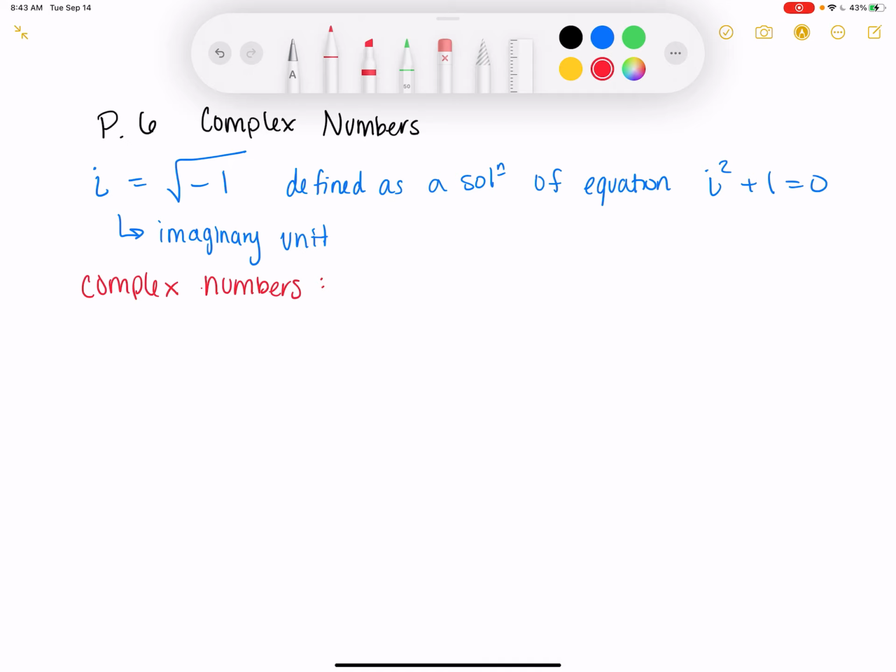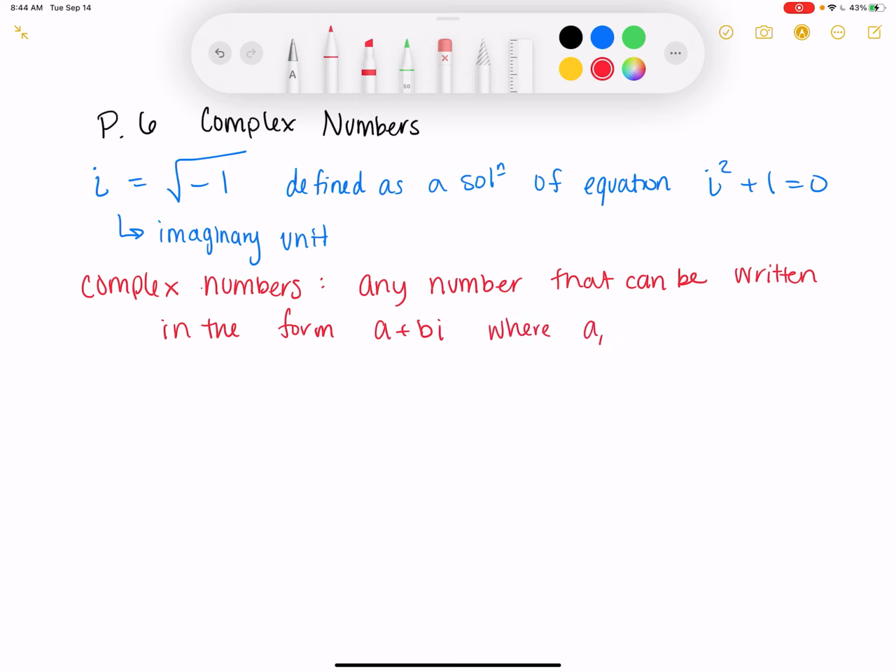Alright. Over here is real confused. Complex numbers: any number that can be written in the form a plus bi, where a and b are real numbers. Okay, this notation means that a and b are elements of the real numbers.